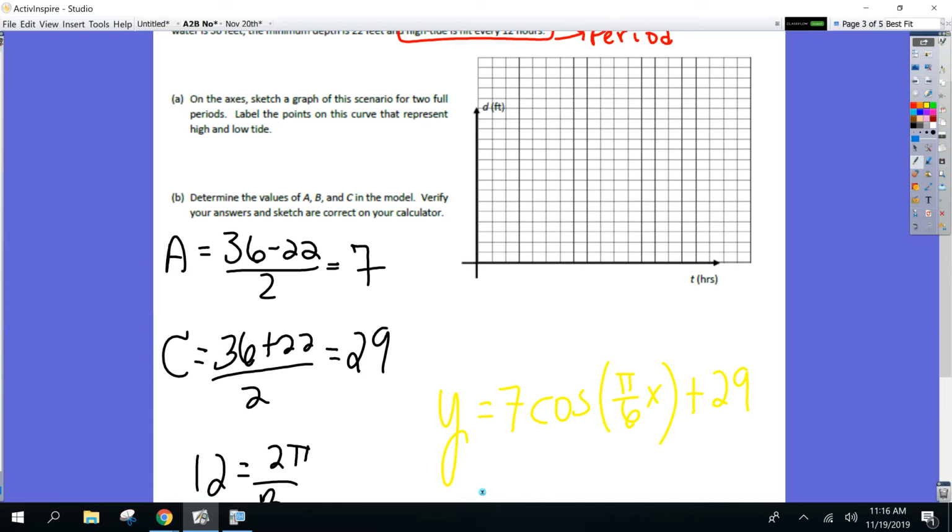Now that looks pretty intimidating, doesn't it? That equation. Big deal. You already know what the max and the min are, and you already know what the shift is. So the only thing you need to help me with is how to set up the x-axis. What do I look at to set up the x-axis?